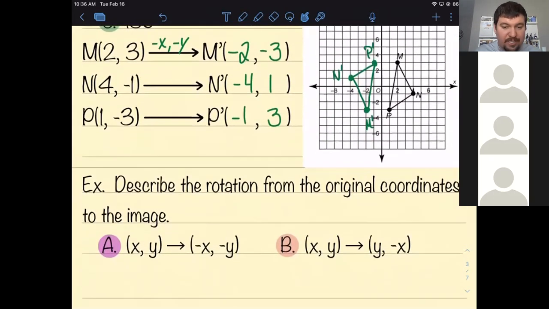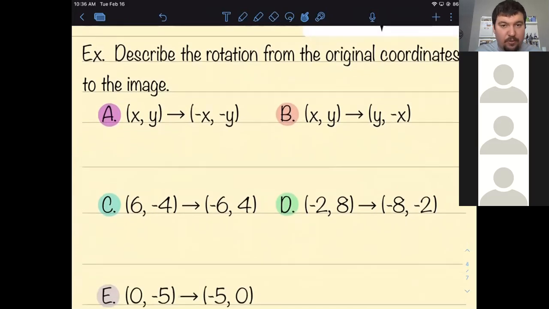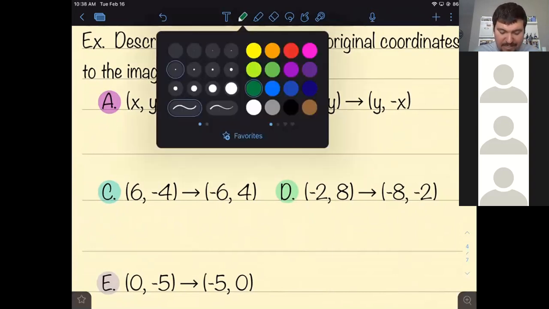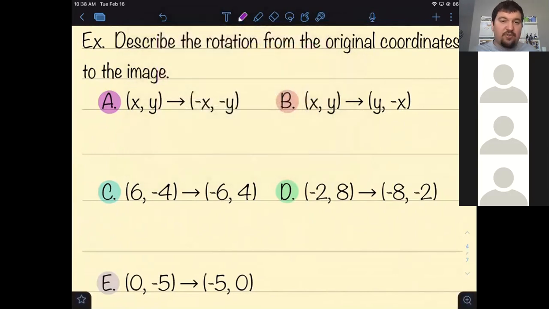Okay, let's go on to this part. This part, they're describing the type of rotation, and we have to tell what type it is. So we want to be very specific. If it was a translation, I've got to say how far to the right and left, how far up and down it's moving. I can't just say up 4. I've got to say translation up 4 or whatever. If it's a reflection, I've got to tell whether it's an x-axis or a y-axis reflection.